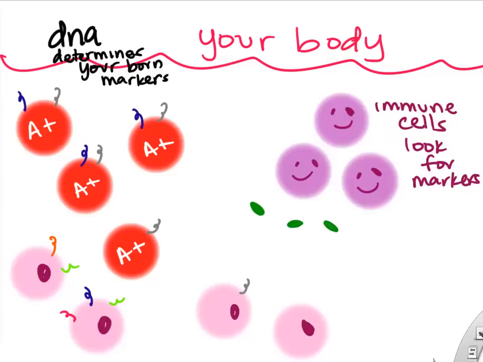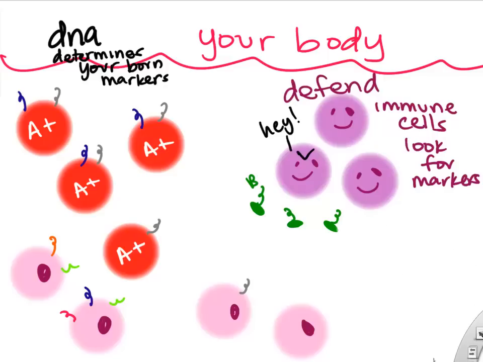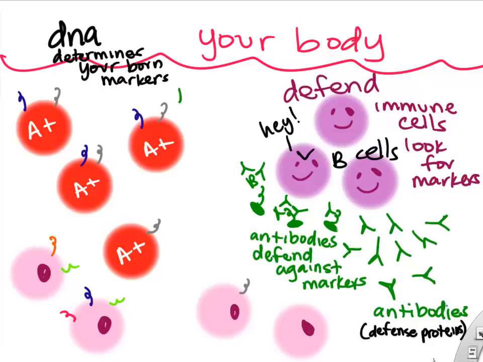So what happens if you're exposed to a marker that you're not born with? Well, your immune cells, for example, let's say you have a bacteria with little B markers, and so your immune cells recognize those as non-self, not belonging. And so your immune cells can make defense proteins called antibodies, and those defense proteins will be specific for that marker that you were exposed to, in this case, the B marker. And so you'll have B defense antibodies. Now remember, your own cells don't make the B marker, and so those defense antibodies will only protect you against something that doesn't belong in your body. So now let's see how that would affect you with a blood transfusion.